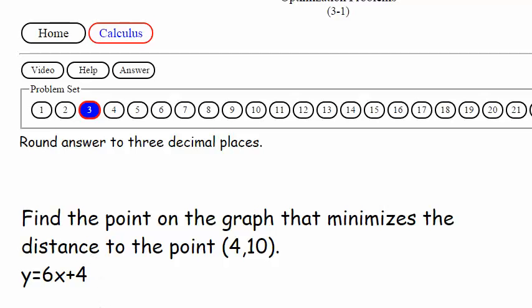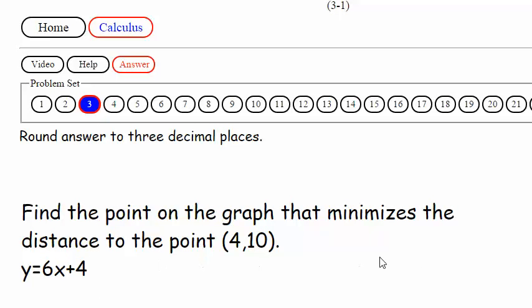So anyway, let's write this down. Okay, let's move over to the whiteboard. We got a little bit of stuff here to work out. All right, what are the two things they gave us? They gave us the point (4, 10), and then they gave us y equal to 6x plus 4, I believe.